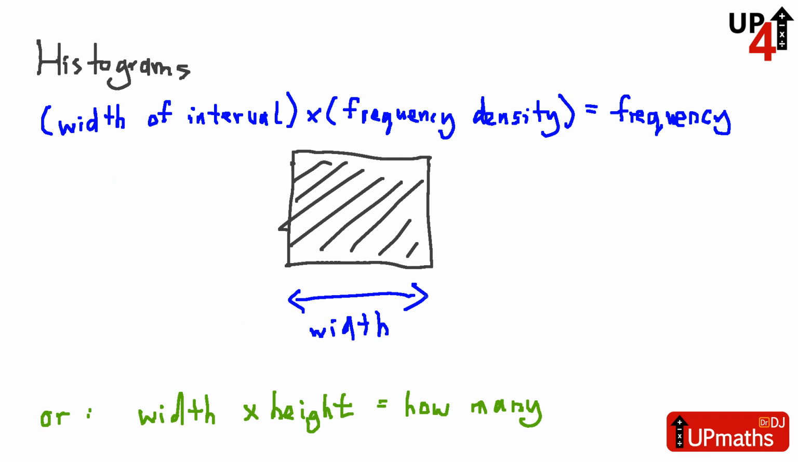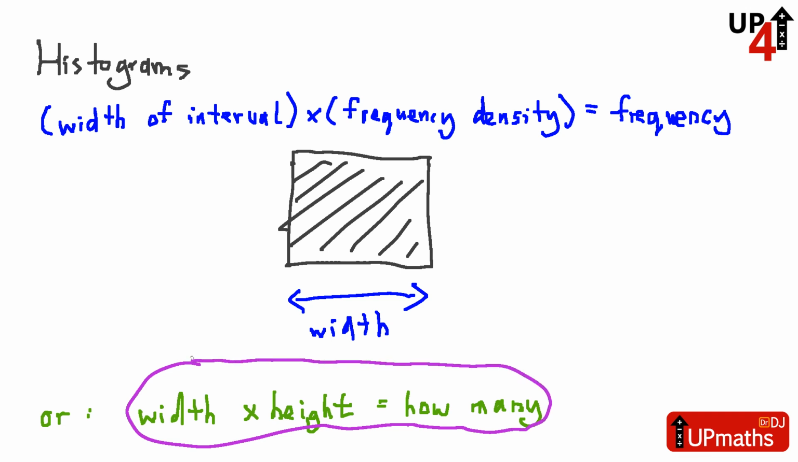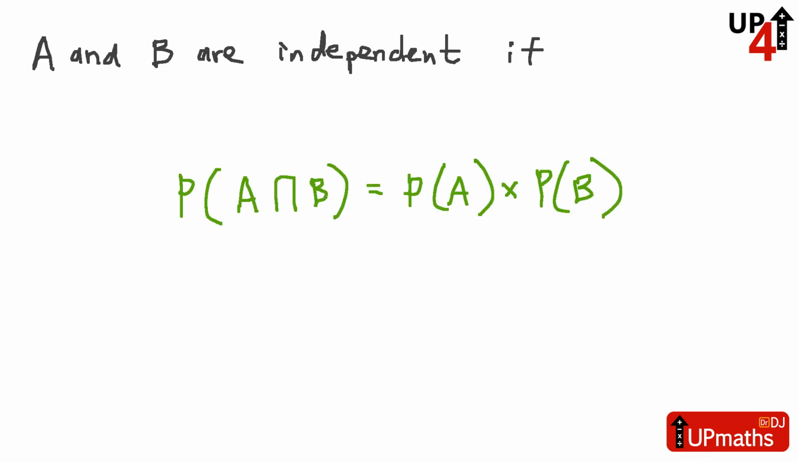Histograms. So much technical language making it sound confusing. Well, the simple version is width times height is how many? Or let's use technical vocab: width of interval times frequency density equals frequency. Whatever. Anyway, sometimes you have to use these fancy words to keep people happy.